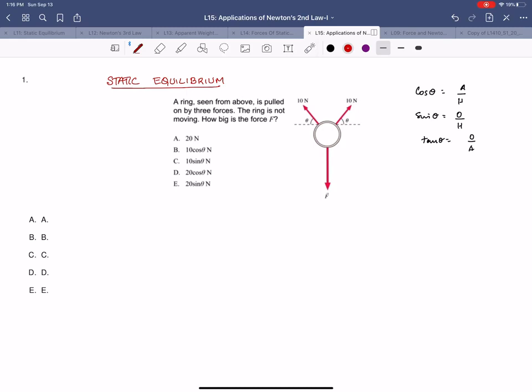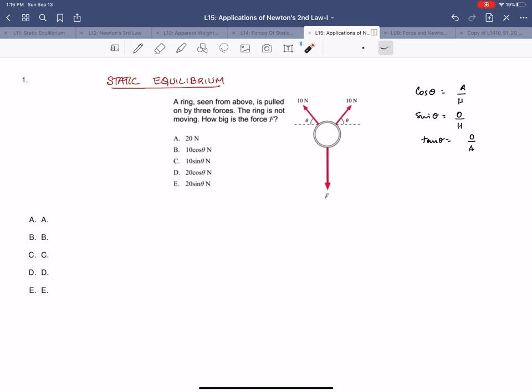So you've got a ring seen from above, so you can think of this ring as being placed on a horizontal table surface, and there are these two forces pulling it at some angle theta, and a force F pulling it in the downward direction. The question is, what is the magnitude of that force in terms of the other variables given in this problem?